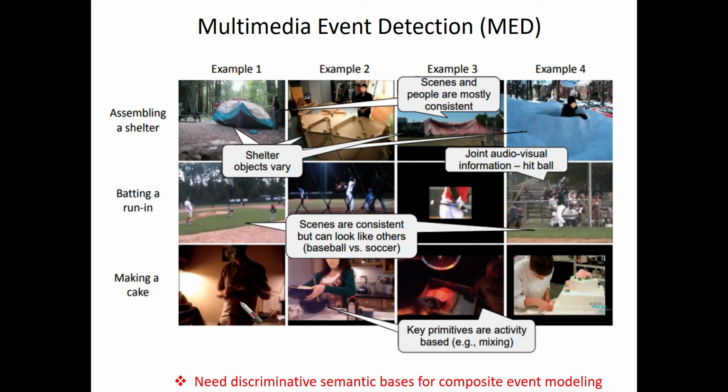Now, how about here? This is even a different kind of thing. Here the main idea is activity based. For example, you are preparing a cake, so you need to identify what actions and activities are going on. It's basically a mixing of many things. So we really need some sort of discriminative semantic basis for this kind of composite event modeling.